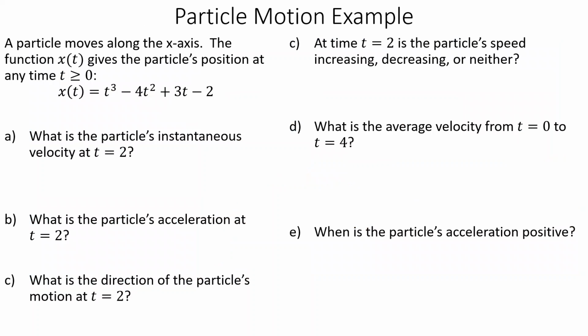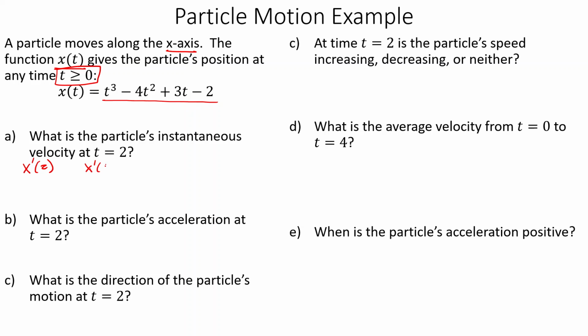So, particle motion examples. It's the same kind of stuff we were just doing before, except now we're moving side to side. A particle moves along the x-axis with the position function x of t at any time given by, there's our position function, and time t is greater than or equal to 0, so negative answers are not going to count. What's the particle's instantaneous velocity at t equals 2? Well, that's the derivative at 2.